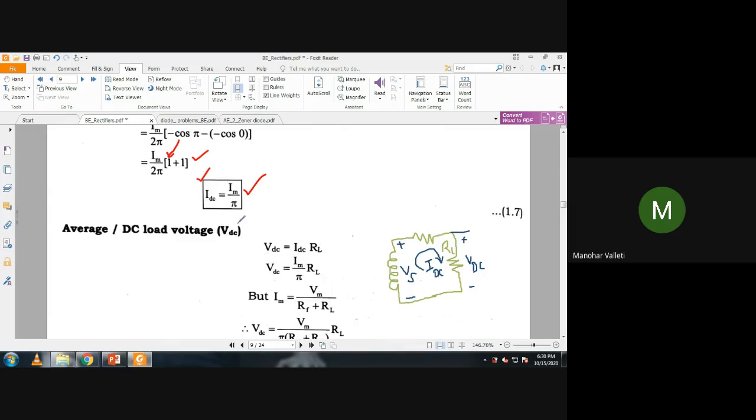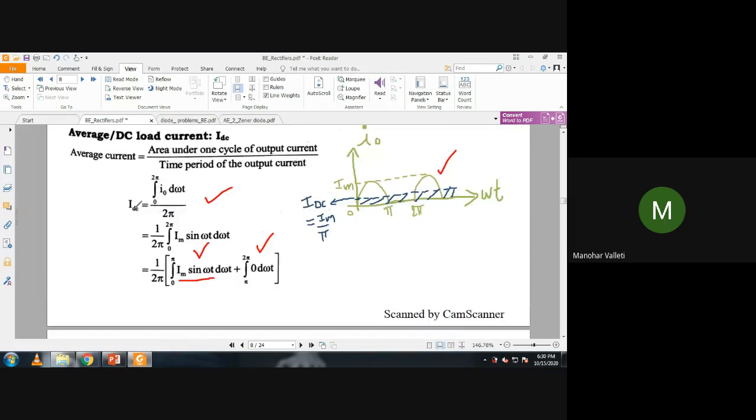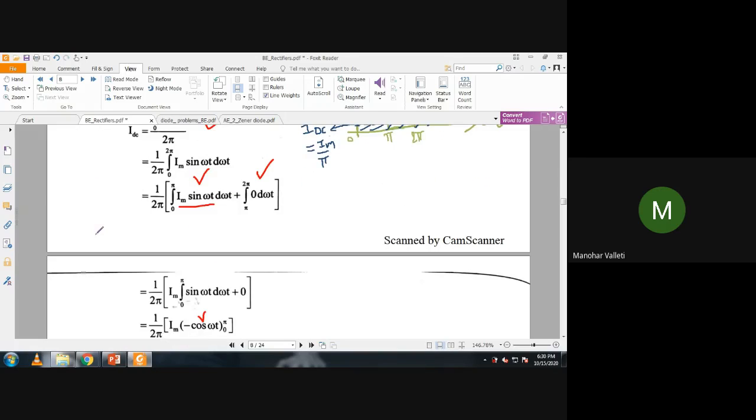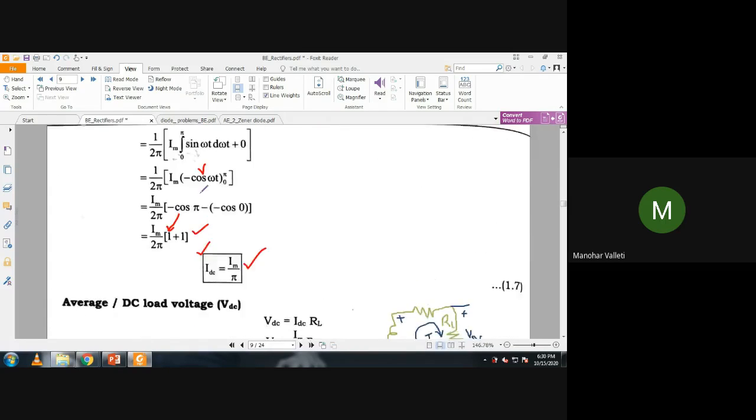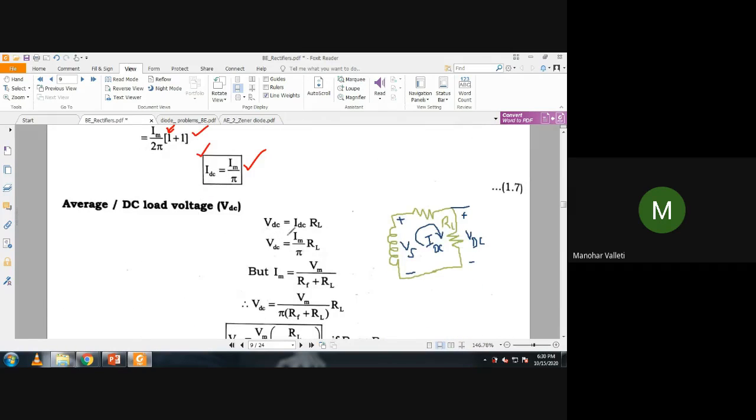Fine. The same way you can do it for the voltage waveform, using the same integration, but in the circuitry there is an Ohm's law relation, right? So we will use the same Ohm's law relation. This is the circuitry.